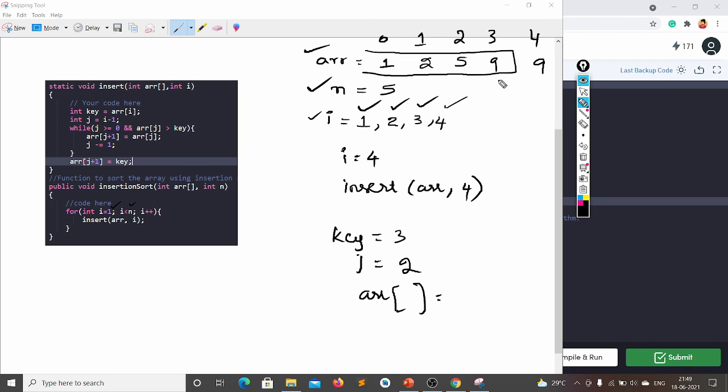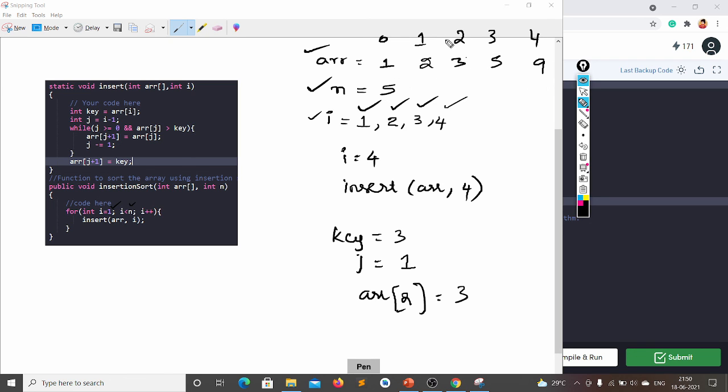And check this key 3 with array of 2 element, that is array of j element. Is my 3 less than 5? Yes. So my 5 will be shifted here. My j will be decremented by 1. Again check this 3 with 2. What happens here? My 3 is not less than 2. My while loop stops and array of j plus 1, that is 1 plus 1, 2. In place of array of 2, I will get 3. That is key. In array of 2, I got 3.